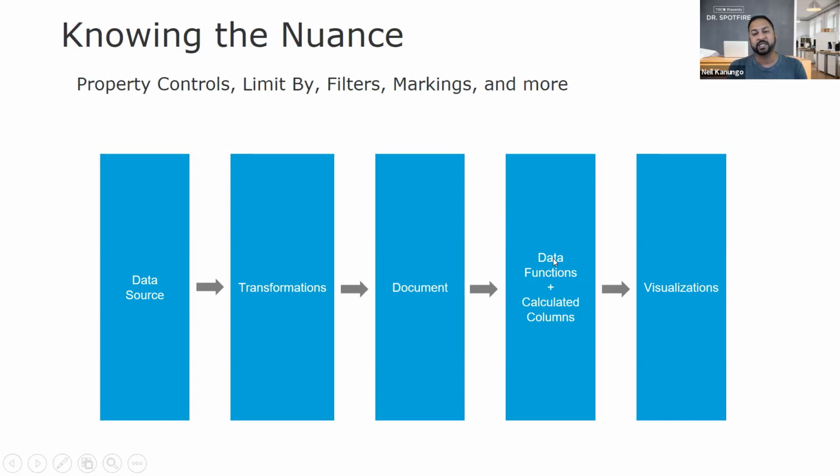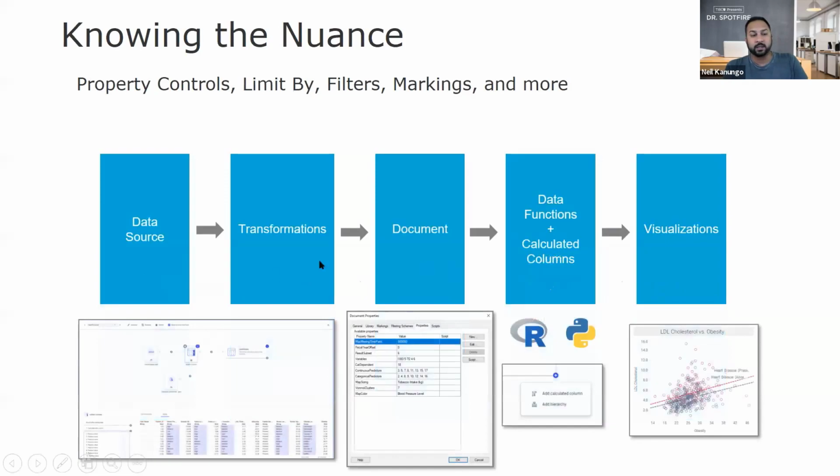Then you have data functions and calculated columns, which happen on top of all of that. And then you have visualization. So what this looks like is you have your data source and transformations, that's in your data canvas, and I have certain transformations here. You have the document properties. You have data functions, your R and Python engine, and your add calculated column. And then you have visualizations with markings.